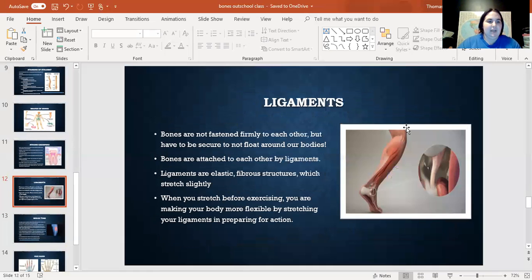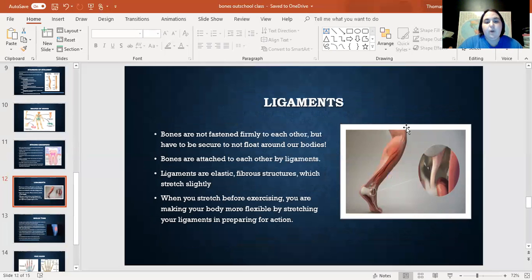All right, a few more things to talk about, guys. We have ligaments. Bones are actually not fastened firmly to each other. And so in order for them to not slip and slide and float around, they have to be secure, and that's because they have these ligaments. They're actually elastic. They're almost like a rubber band, if you think about that. And they're fibrous, so think about almost like a yarn that's really, really stretchy. It has all these little fibers in it. And so it only stretches slightly. It's not as flexible as a rubber band.